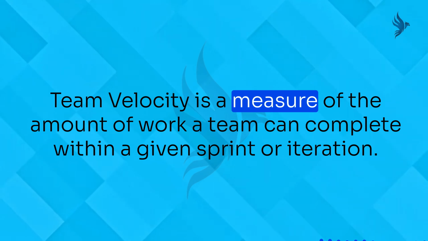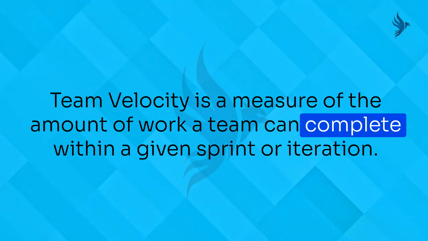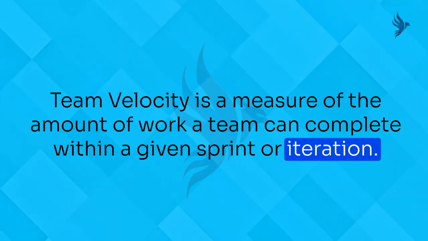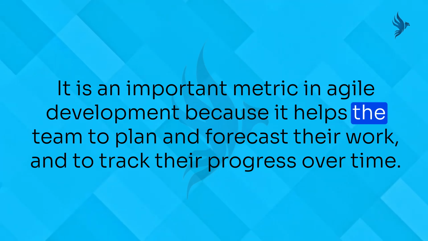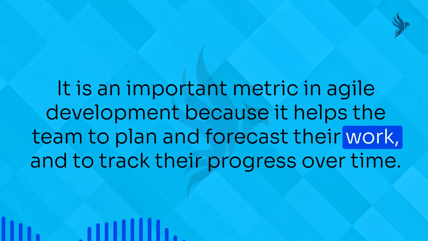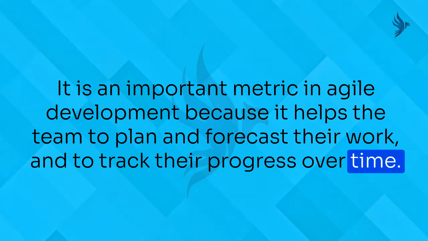Team velocity is a measure of the amount of work a team can complete within a given sprint or iteration. It is an important metric in agile development because it helps the team to plan and forecast their work and to track their progress over time.